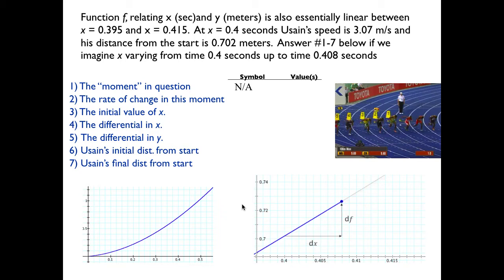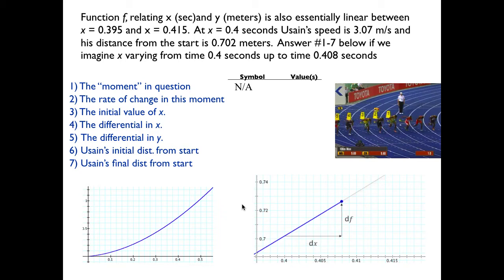The idea with this moment in question is we want to be able to pick an interval. We want to be able to pick an interval in the independent variable. So some interval of x that includes all the stuff that we're trying to talk about. So this moment can't just be a single x value. And I don't want it to be the moment of x equals 0.4.